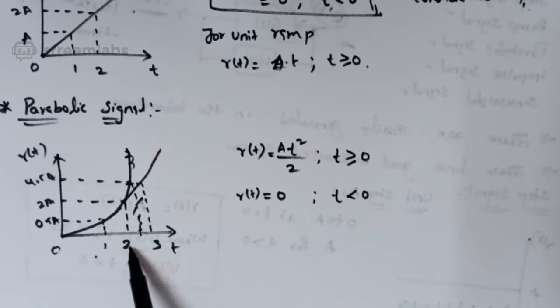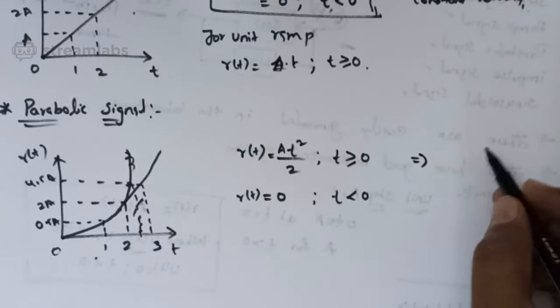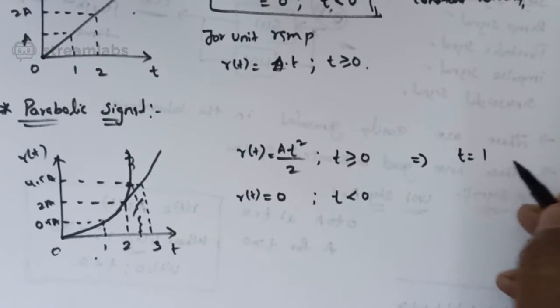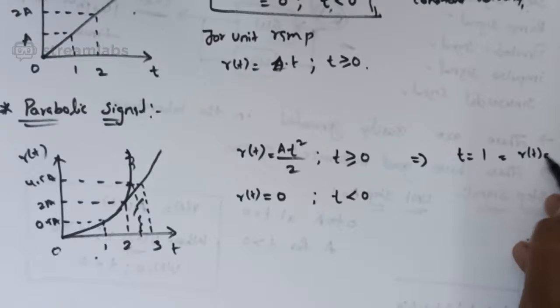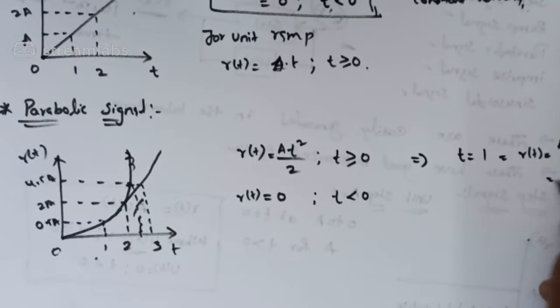Let it be, for example, substitute t is equal to 1. What happens? r of t is equal to, what is the value of a? A into 1 square by 2. 2 ones are 2, 0.5.